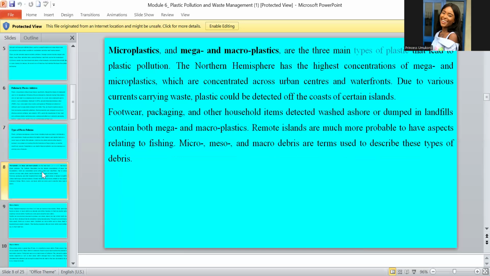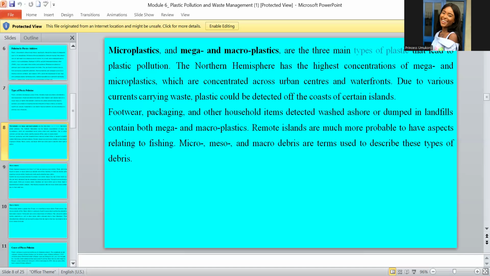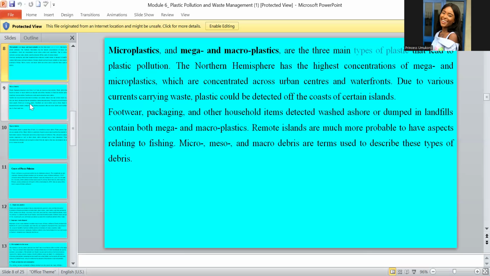Next, we have mega, macro, and microplastics. These are the three main types of plastics that lead to plastic pollution, right? Footwear, packaging, and other household items detected washed ashore or dumped in landfills contain both mega and macro plastics. Remote islands are much more probable to have items relating to fishing. Mega, macro, and micro debris are terms used to describe these types of debris.